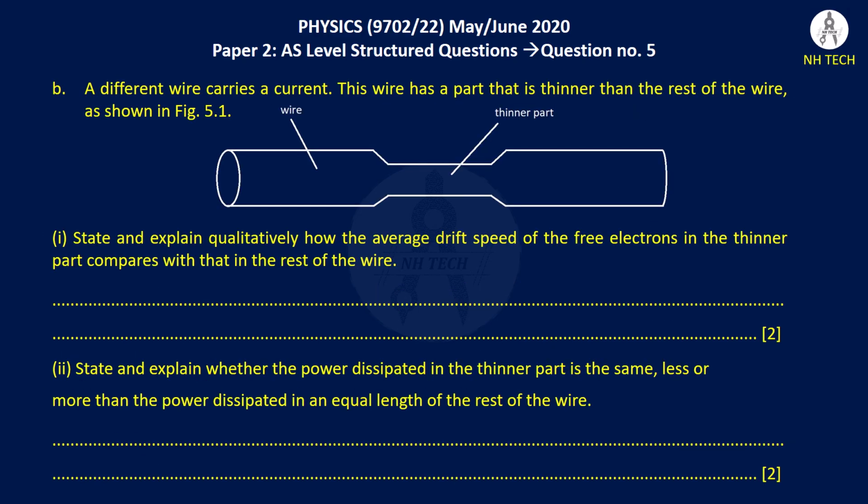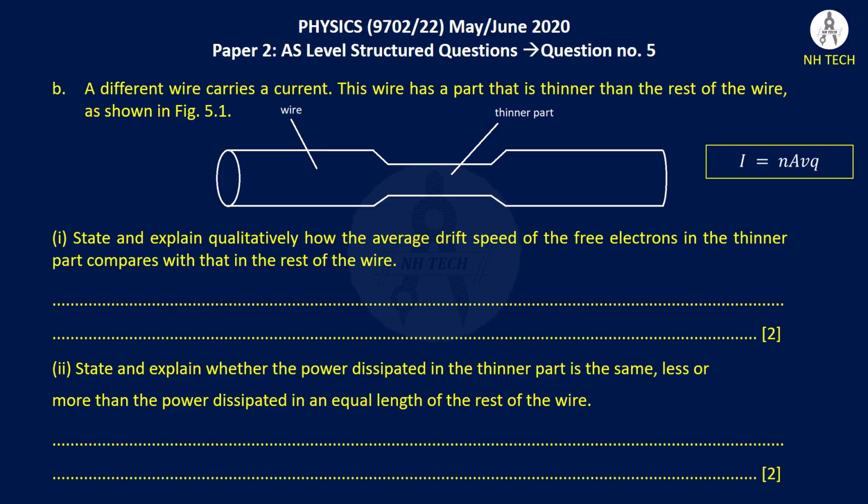This is the B part of the question. A different wire carries a current. This wire has a part that is thinner than the rest of the wire, as shown in figure 5.1. Part A. State and explain qualitatively how the average drift speed of the free electrons in the thinner part compares with that in the rest of the wire.